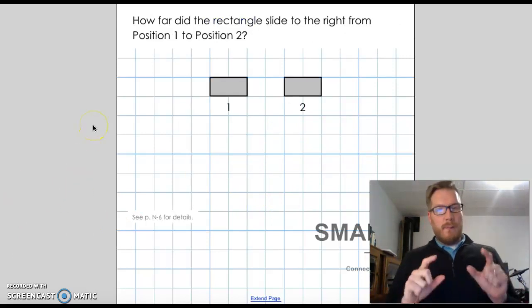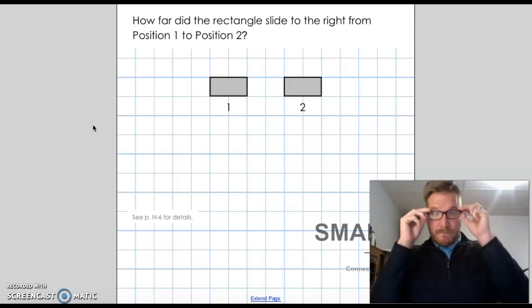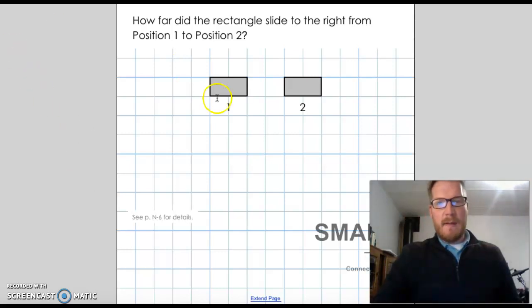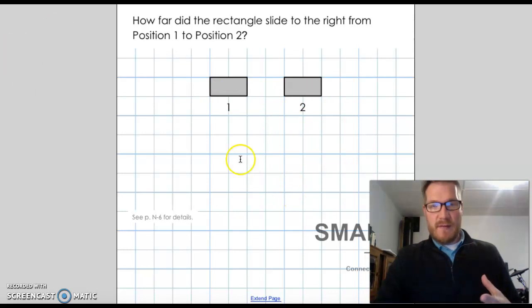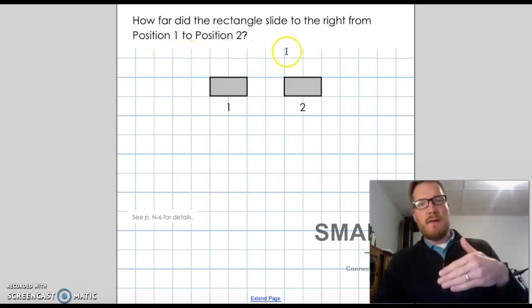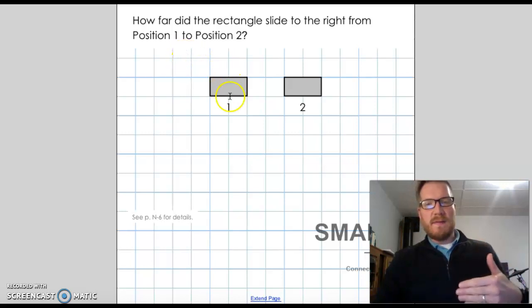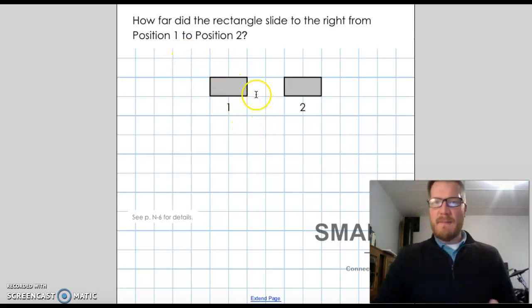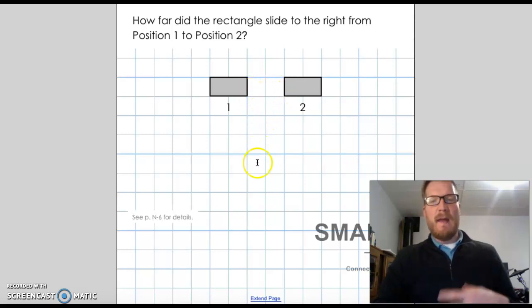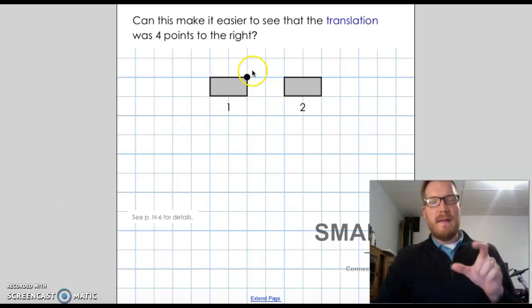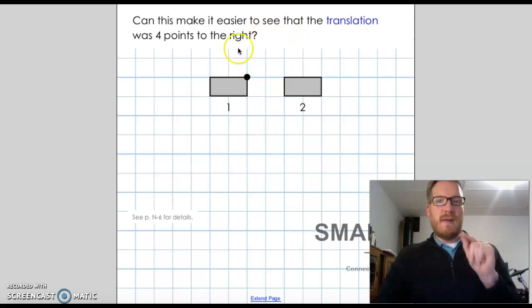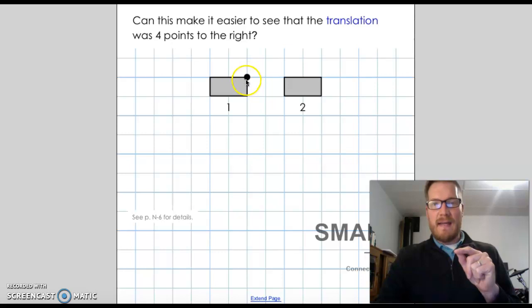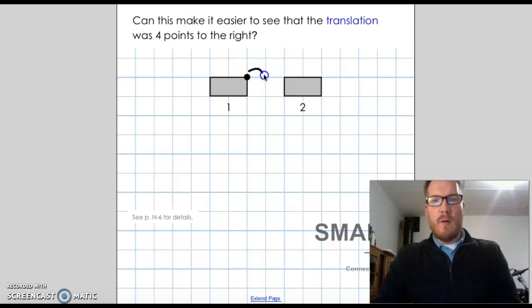Now, we're moving on here from points over to full shapes. You'll notice that shape 1 and shape 2, they are congruent. They're identical in shape and size. And the question here says, how far did the rectangle slide to the right from position 1 to position 2? Sometimes we would be tempted to say, well, there are 2 spaces between here, and so it's moved 2 spaces. But let's consider this. Can we make it easier to see that the translation is 4 points to the right if we have this dot here and say, on the new shape, the dot is over here, so it's gone 1, 2, let's use a little drawing tool. And so it's gone 1, 2, 3, 4 spots to the right.